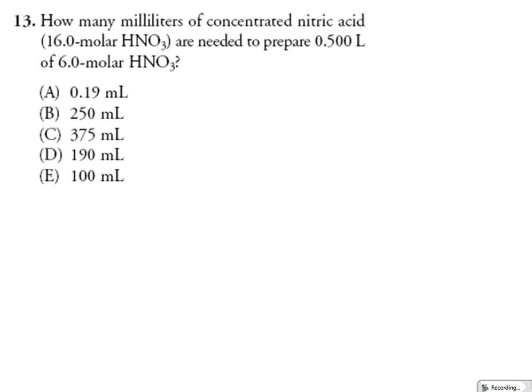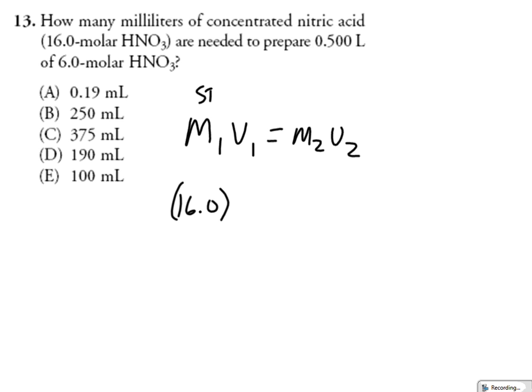How many milliliters of concentrated nitric acid, 16 molar, are needed to prepare a 0.5 molar solution? So remember, M1 V1 is equal to M2 V2, right? So when we go to do this, I pop in 16.0 as my original molarity of my stock. This is stock solution. This is dilute. And then I'm producing 6.0 of a 0.5 liter solution. So I set that up like that, and then I basically have to solve for V1.